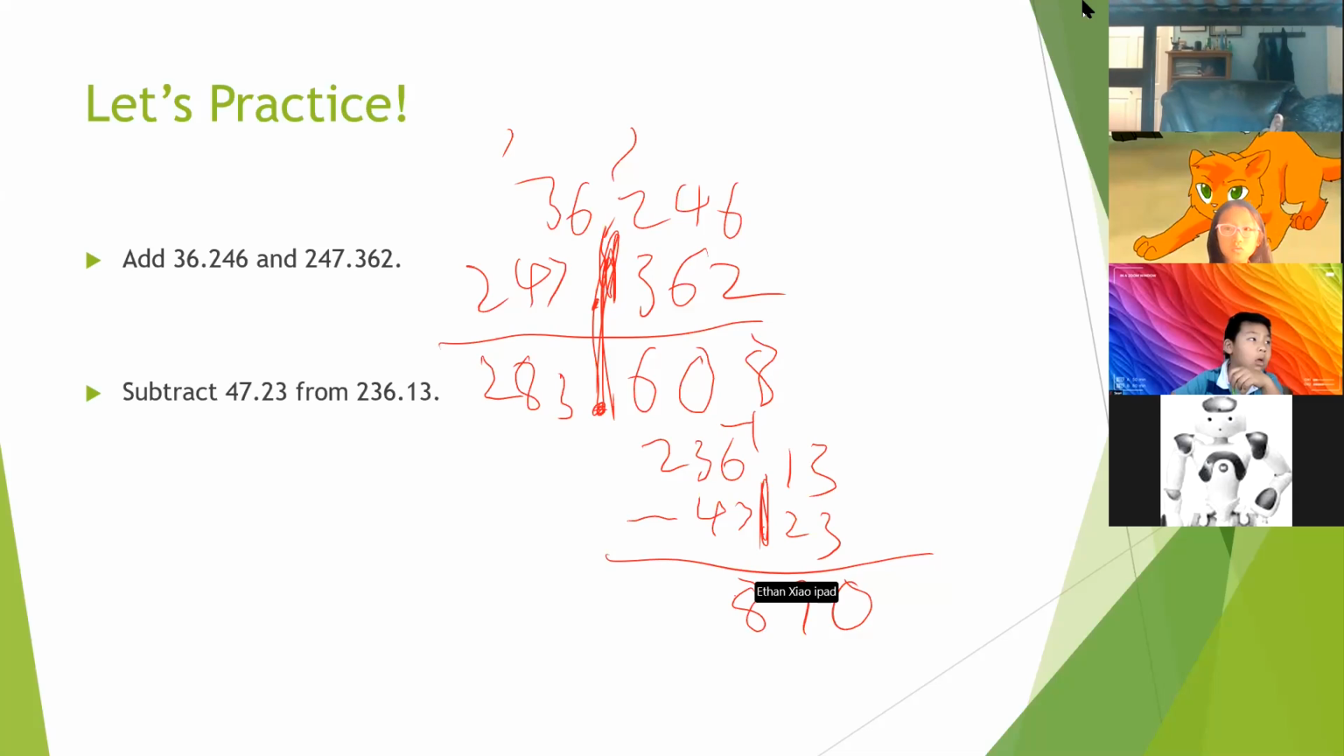We take 1 from 3. And 12 minus 4 is 8, because we just did the same thing. And we have to take 1 from 2. So the answer would be 188.90. So subtraction is basically the same thing as subtracting whole numbers, but you just have to align the decimal points. And also, if you have an extra 0 at the end of the number, you can just get rid of that.